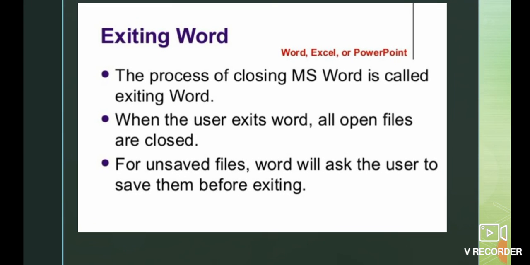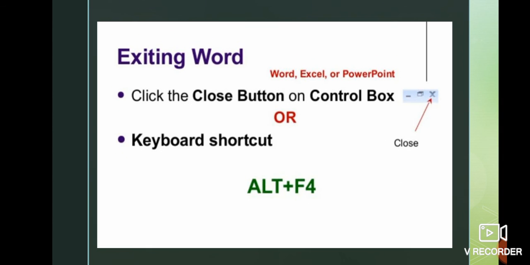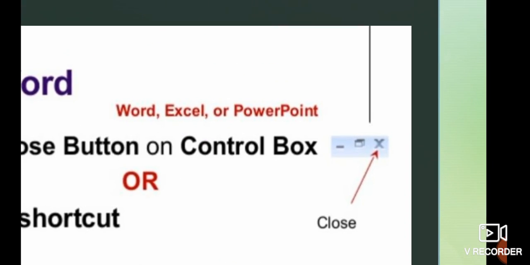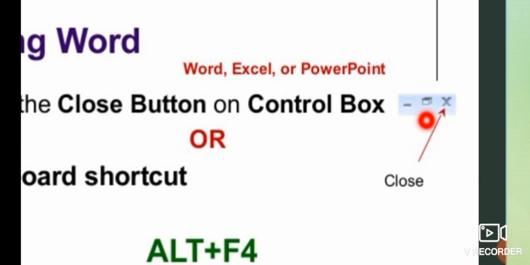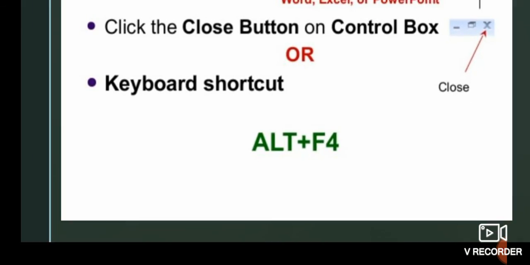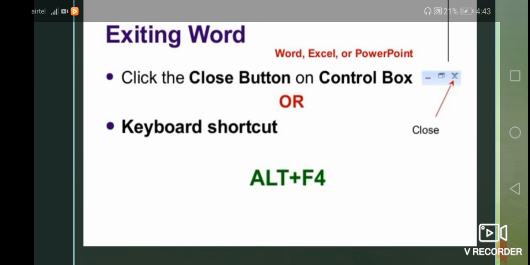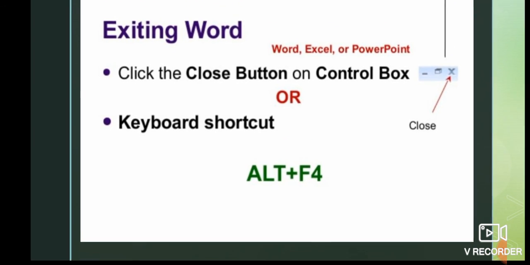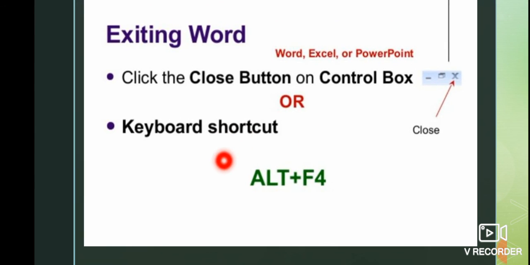If you want to save the file, click Yes, and if you are not going to save your file, then click No. Then you can exit from Word by clicking the close button at the right top corner of the MS Word window. This is called the close button. Or another way to exit from the complete MS Word is Alt plus F4. This is the shortcut key to exit from the entire MS Word window.